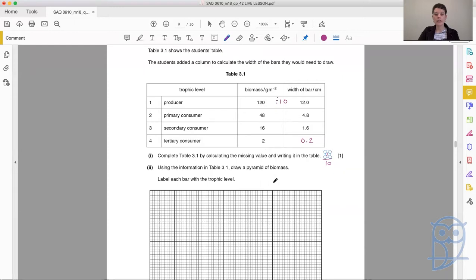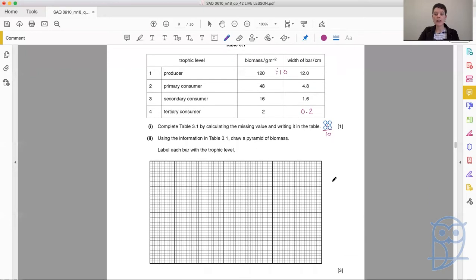Using the information in table 3.1, draw a pyramid of biomass. Label each bar with a trophic level. And you can see that they have provided you with graph paper. Now, you've never come across anything like this, but you have come across graphs, you're familiar with graph paper, you can measure, you can count, and you can do this. So if we look at the graph paper itself, we've got 4 trophic levels and we've got 1, 2, 3, 4 big blocks, which makes sense, because we'd want to draw each trophic level to fill a big block going up.